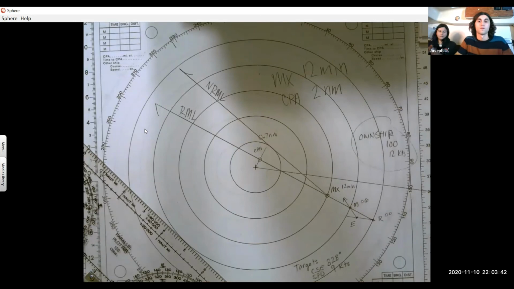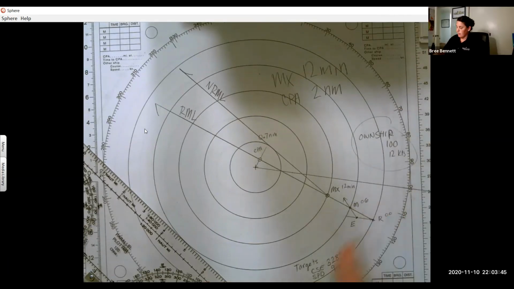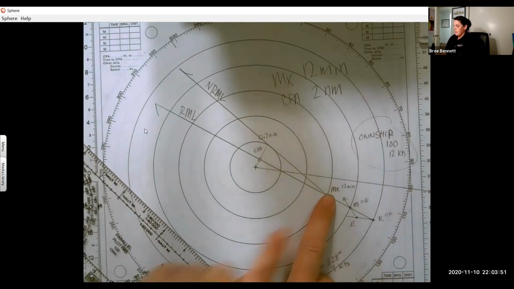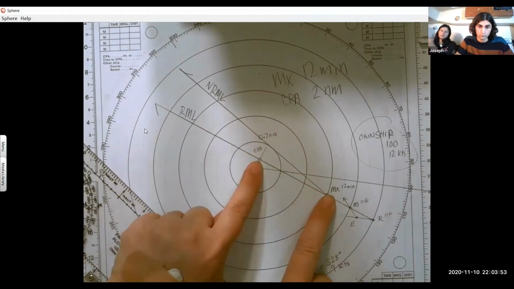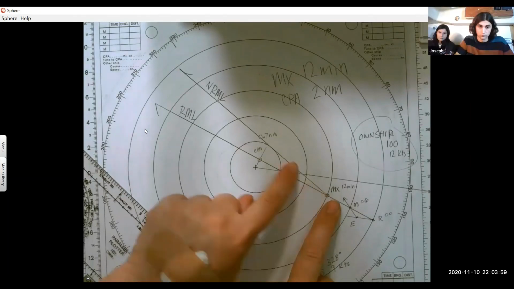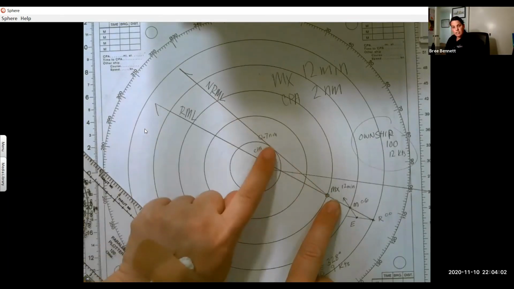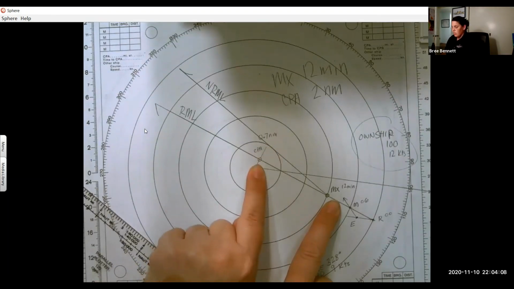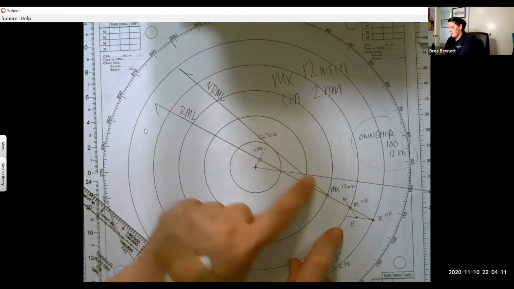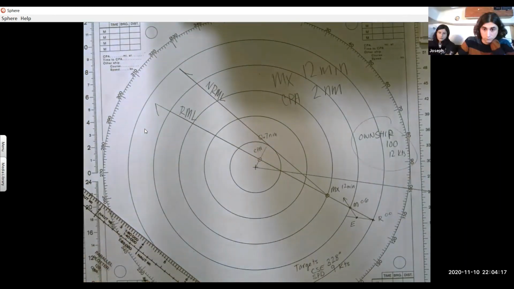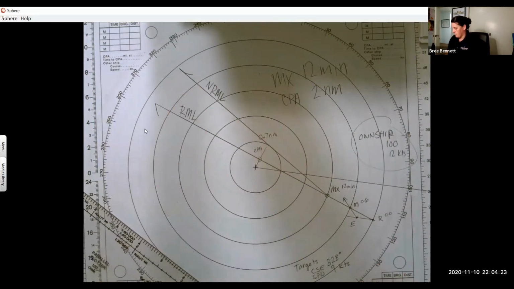Okay. And then I want a CPA of 2 nautical miles. So from my MX, my original relative motion line crosses at 0.7. So I want to bend that line to 2 nautical miles, so it stays outside of my 2 nautical mile CPA circle. So I'm going to draw that line from my MX tangent to my 2 nautical mile circle. And that gives you a new relative motion line.